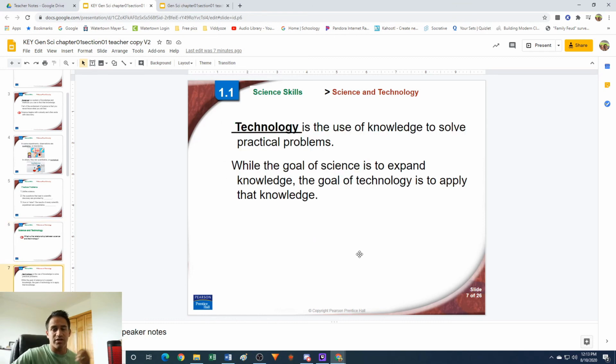Now, certainly technology can be complicated, and it can use electricity and be all fancy. But to be honest, if we were to define the word technology, it's a very basic definition. Technology is the use of knowledge to solve practical problems. So a lot of times the goal of science is to expand our knowledge, and the goal of technology is to take that knowledge that we've just learned and apply it to solve a problem that we couldn't solve beforehand.